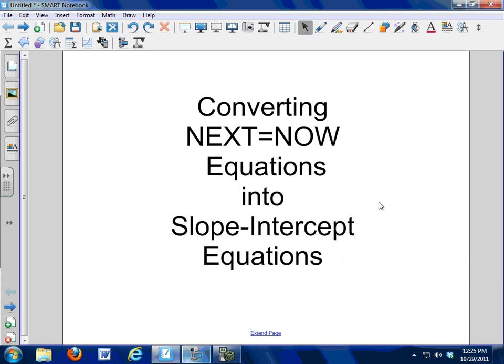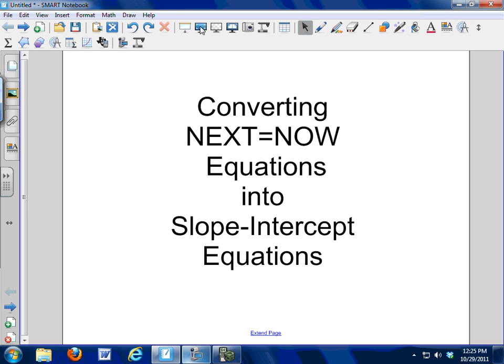Welcome to the linear functions unit. We are going to do what it says right there on the screen. We're going to learn how to convert our next equals now equations, which we learned about in our functions units, into slope-intercept equations. So, without a whole lot of further delay, here we go.